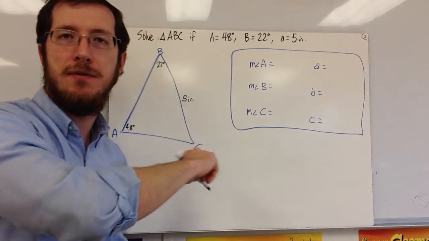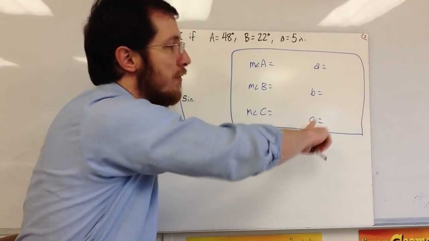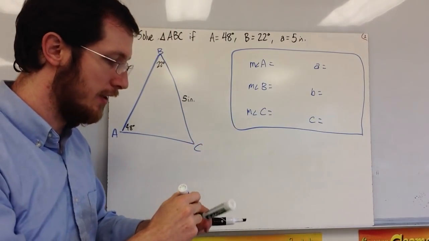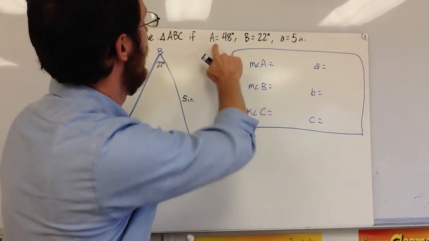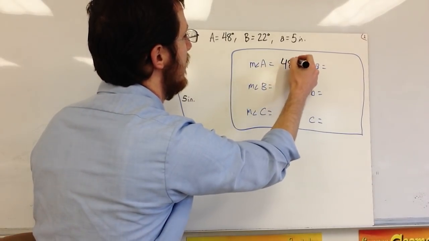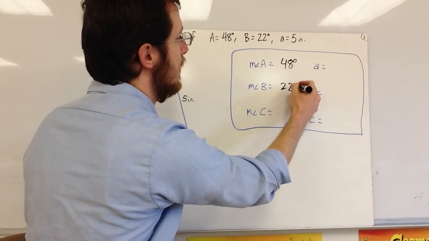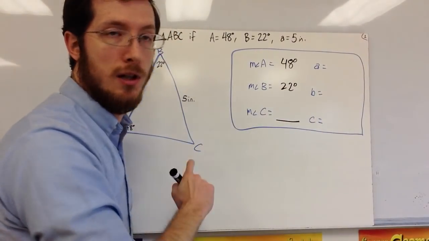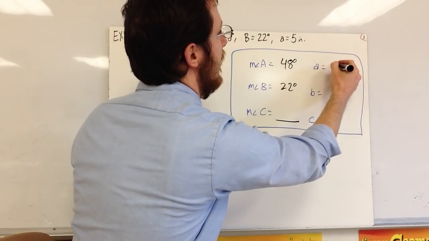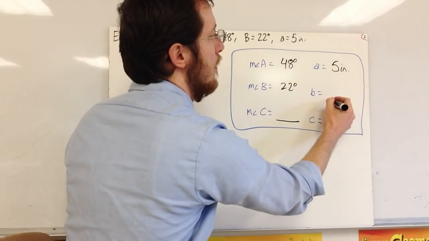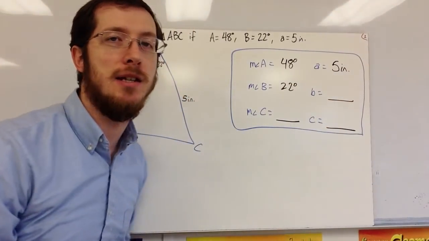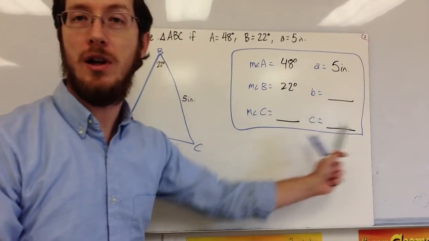Okay, so we've got spots for all three angle measures, all three side measures. And again, let's go ahead and fill in what we know. We know angle A is 48 degrees. Angle B is 22 degrees. We don't know C, so we're looking for that. We know side A is 5 inches, and we're looking for side B and side C. So this kind of helps us see what we're looking for.